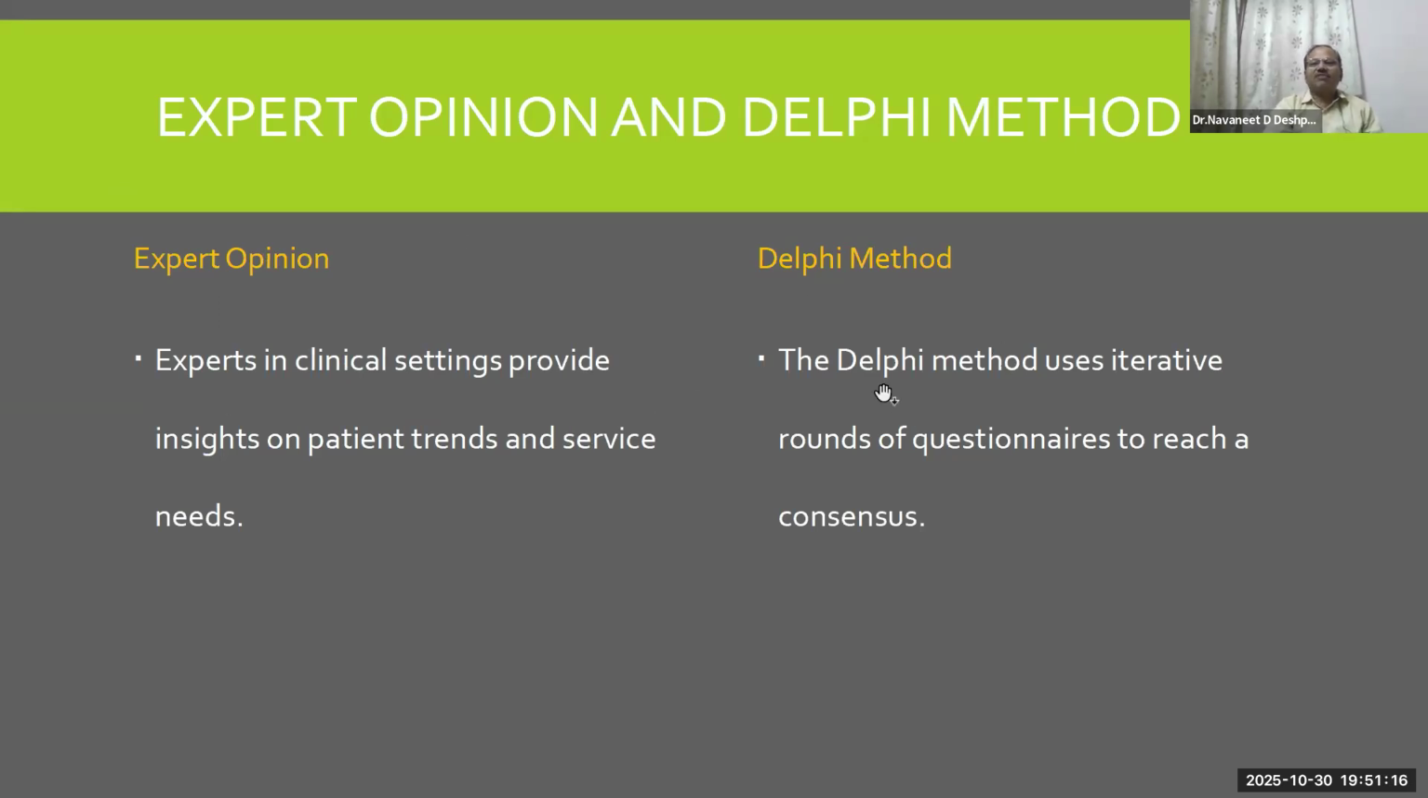Second is the Delphi method. The Delphi method uses iterative rounds of questionnaires. So questionnaire after questionnaire could be sent to multiple people, maybe 200 or 300 people, to reach a consensus, and it will give a graph as to what could be the best area and what could be the suggested mode of handling the patients, workflow, and operational and administrative areas, so we can improve ourselves.